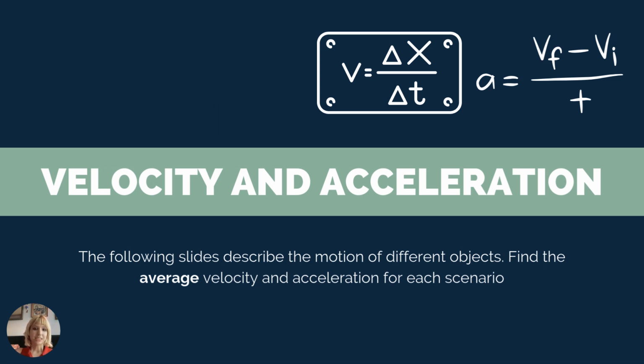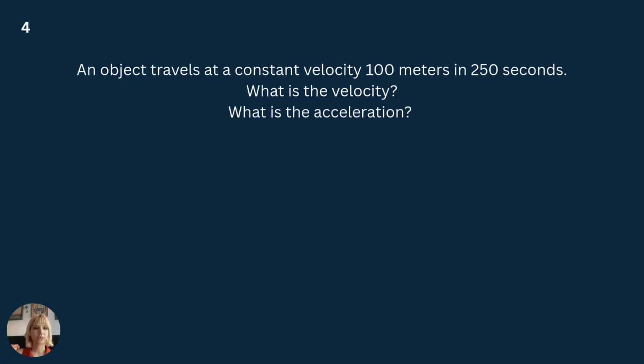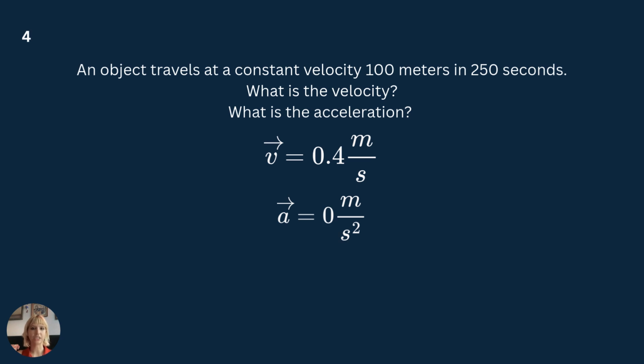So the following slides describe the motion of different objects. Find the average velocity and acceleration for each scenario. The first one, example number 4: an object travels at a constant velocity 100 meters in 250 seconds. What is the velocity and what is the acceleration? Go ahead and pause. So the velocity is 0.4 meters per second, and the acceleration is 0 meters per second squared because it's a constant velocity, so the change in velocity is going to be 0.